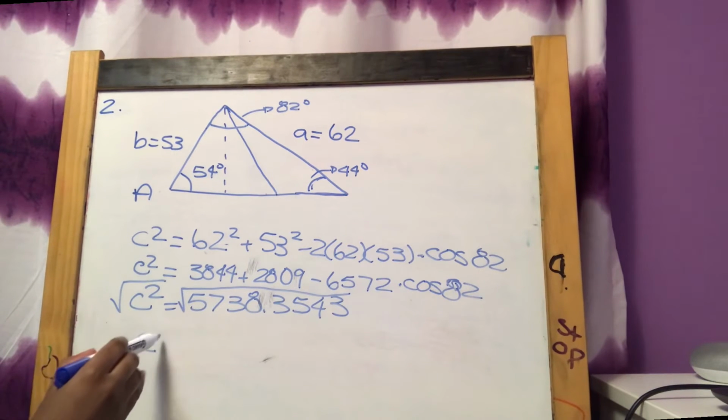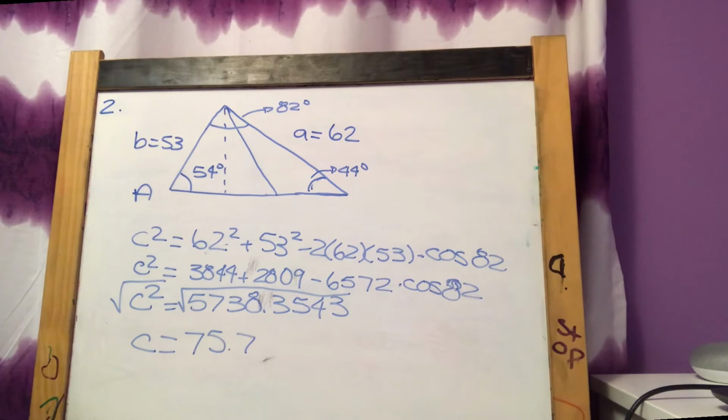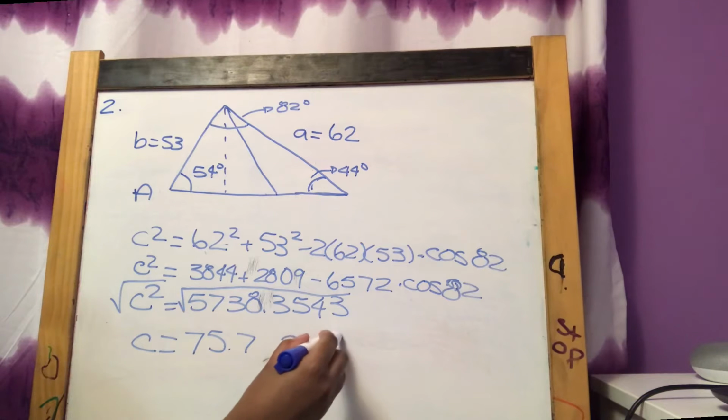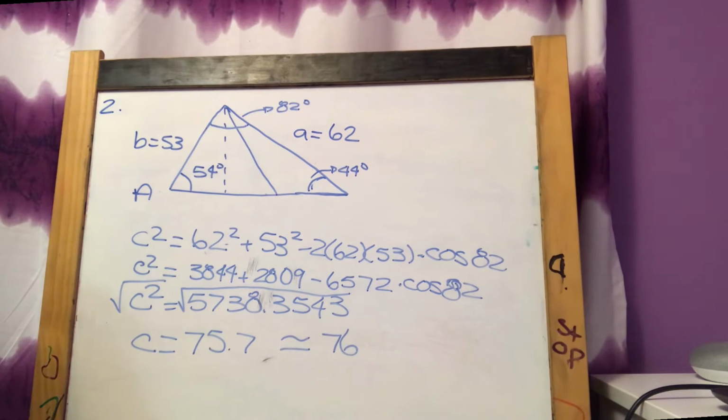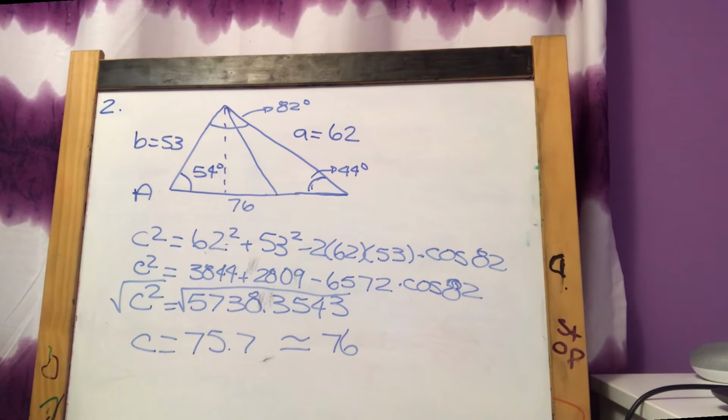5,738.3543. And so then I just square rooted both sides so I could get the single term of just C, and that equals 75.7. But then I rounded that up, since it was 0.7, I just put 76. So that gave me the side length of C.